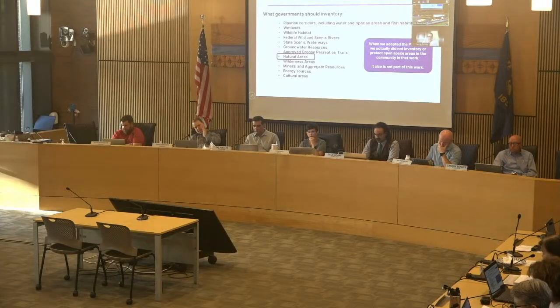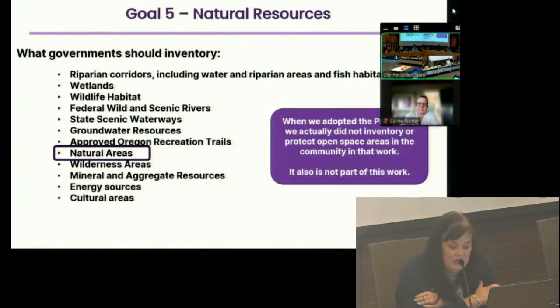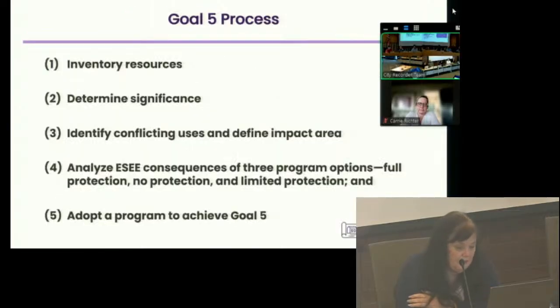What we didn't look at is natural areas. If you remember when we adopted the PROS plan, we actually didn't inventory natural or open space areas. It's a parks and recreation plan, and natural and open space areas could be on private land as well. And so it was not part of that work, and it also is not part of this work. I just wanted to clarify that.